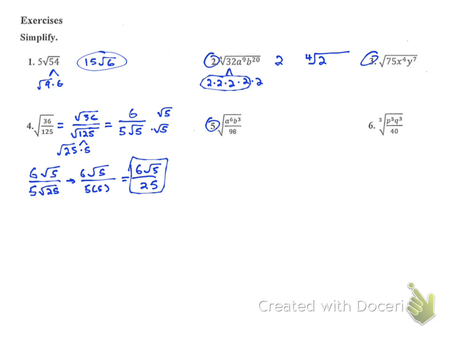All right, how many times does 4 go into 9? Twice. What's my remainder? 1. And then how many times does 4 go into 20? 5 times. Exactly.